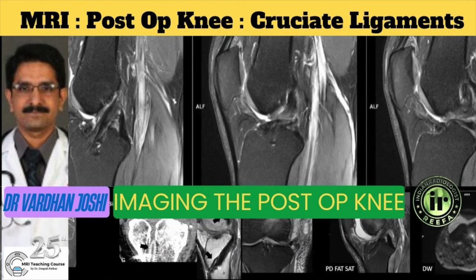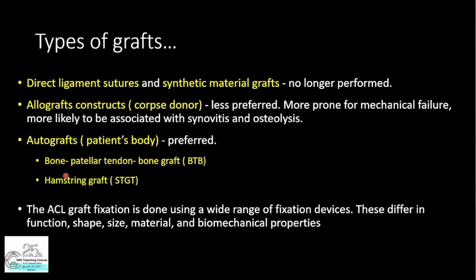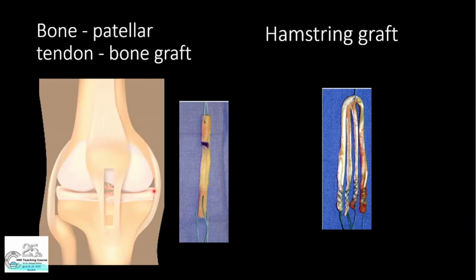Before we go through the cases, it's just a small revision of basic theory of the post-operative appearances. Nowadays everybody is performing autografts, which are obtained from the patient's body. Either you can have a bone patella tendon bone graft, which is also called a BTB graft, and many times it can be a hamstring graft, comprising semitendinosus and gracilis. These grafts are fixed into the patient's body by a variety of fixation devices.